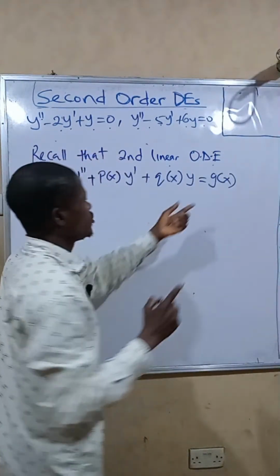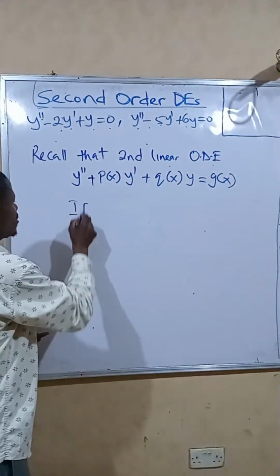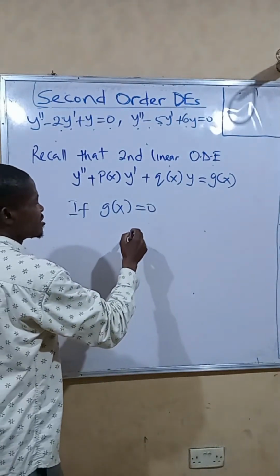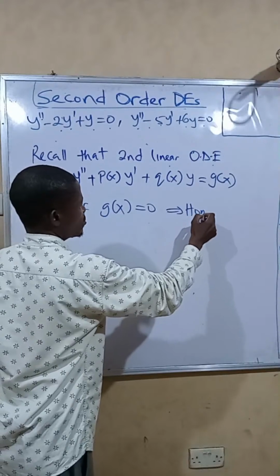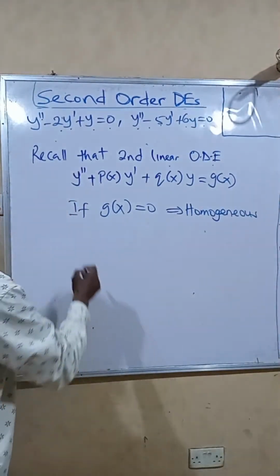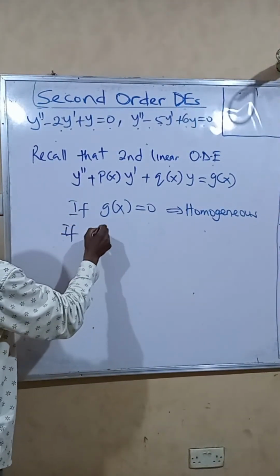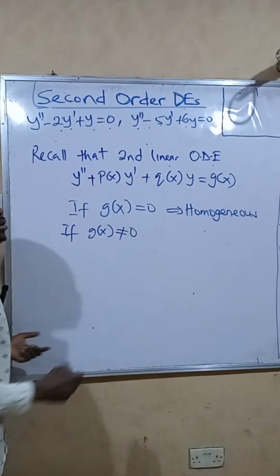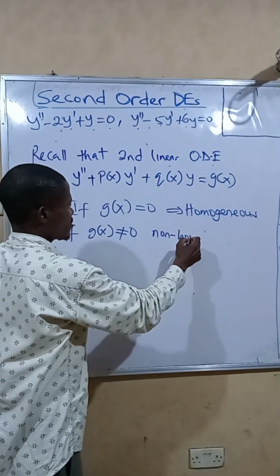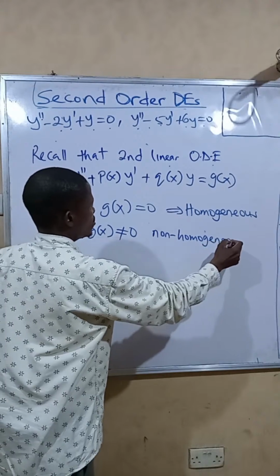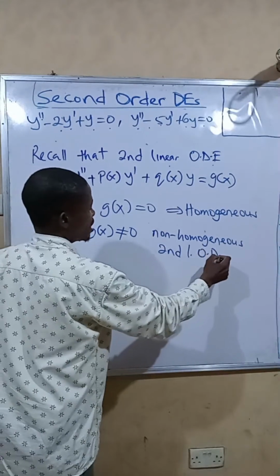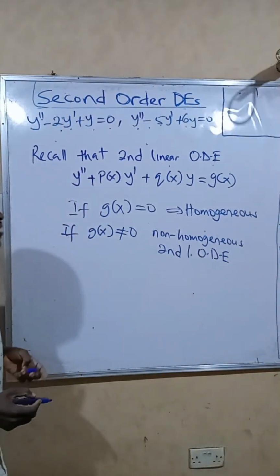Okay, then point number one to note is that if g of x is 0, then the equation becomes homogeneous. And if g of x is not equal to 0, we call this equation non-homogeneous. Second order linear ordinary differential equation. So that starts on these aspects.